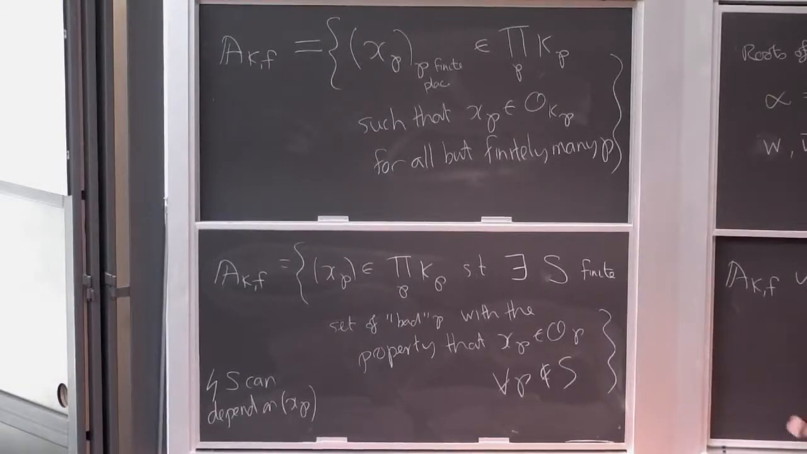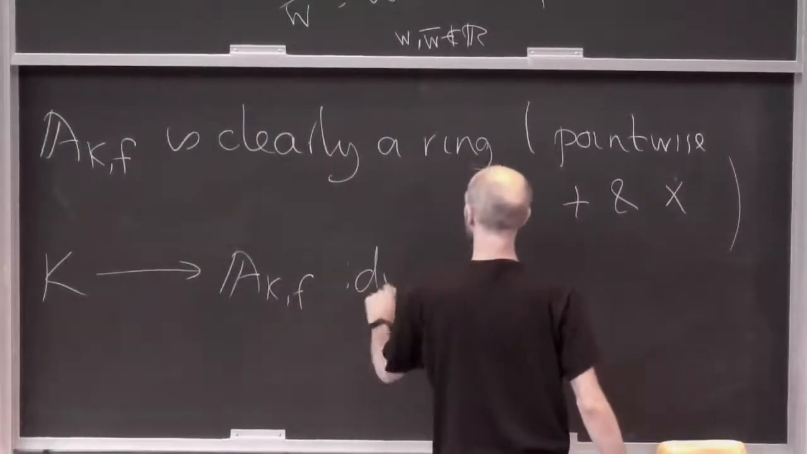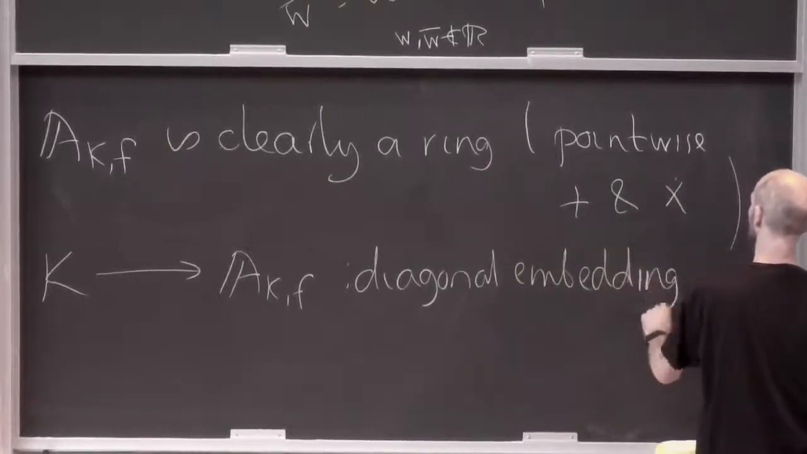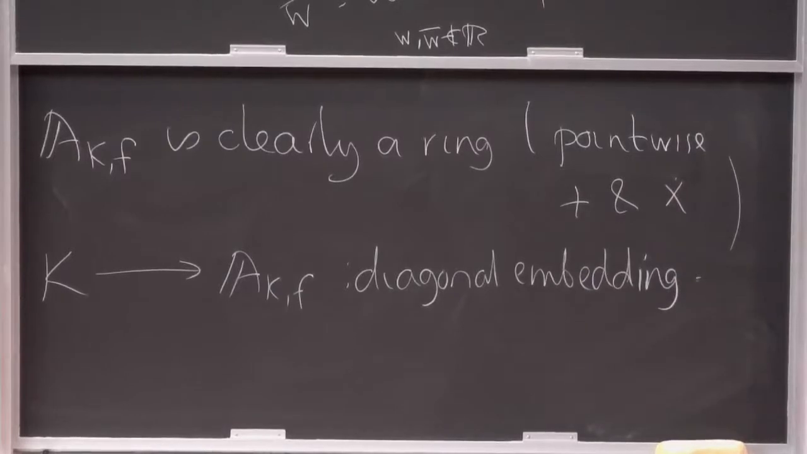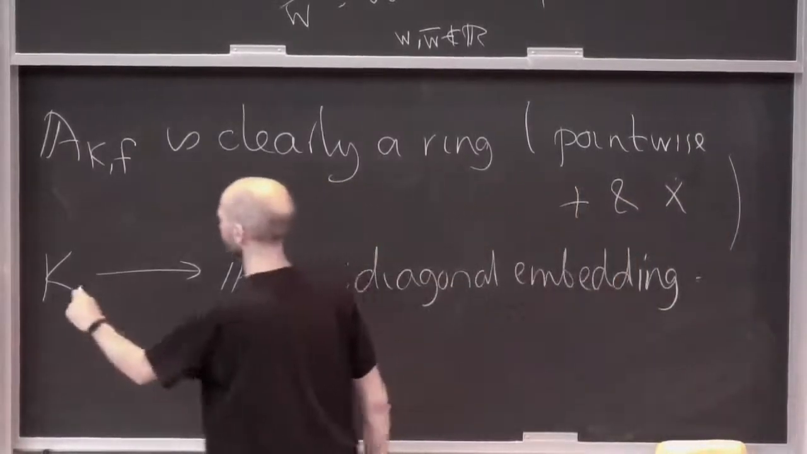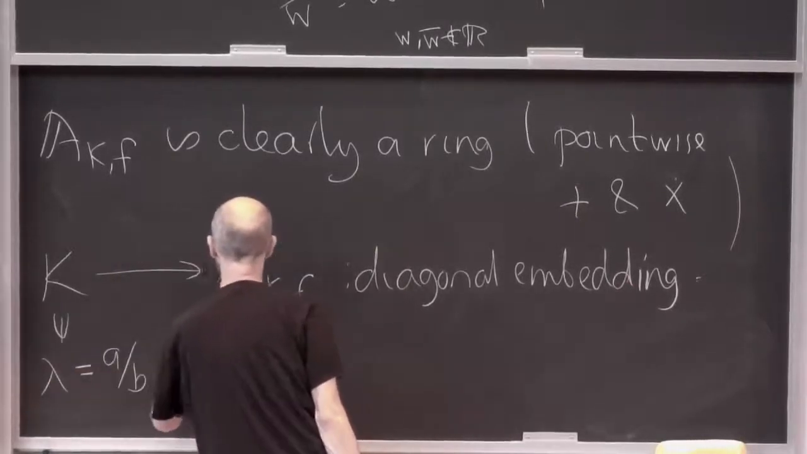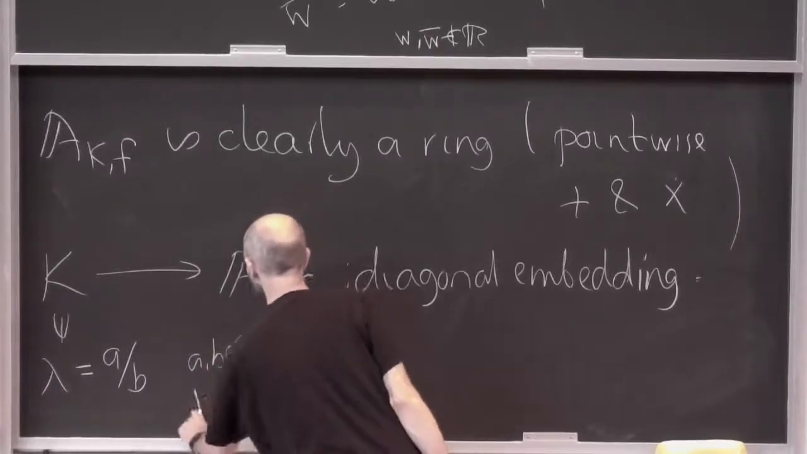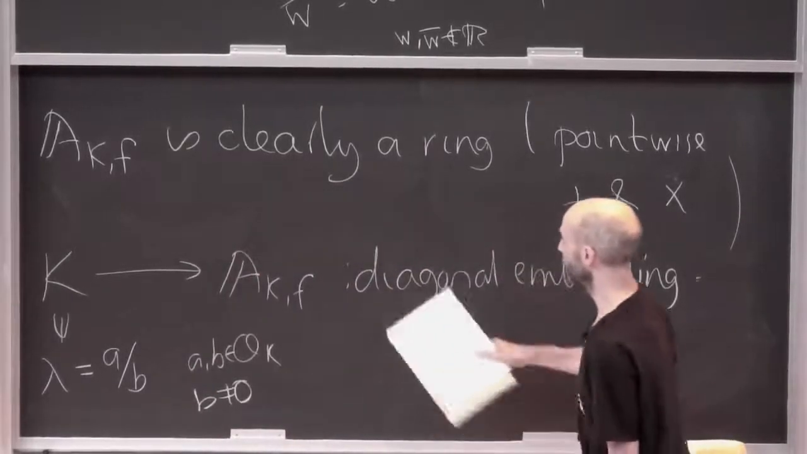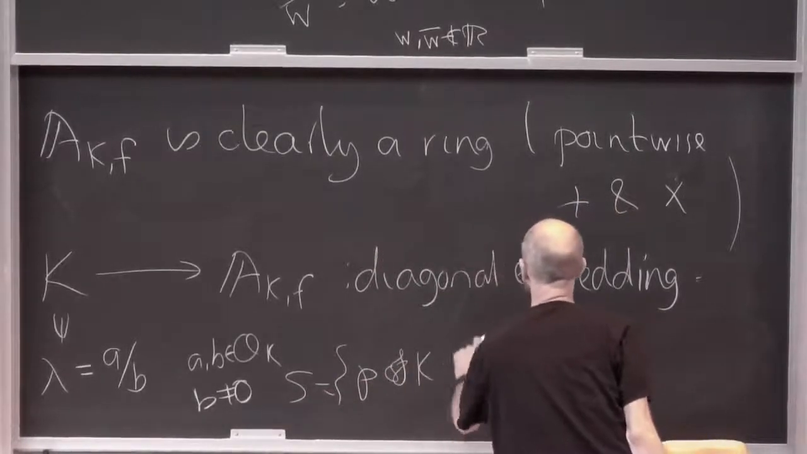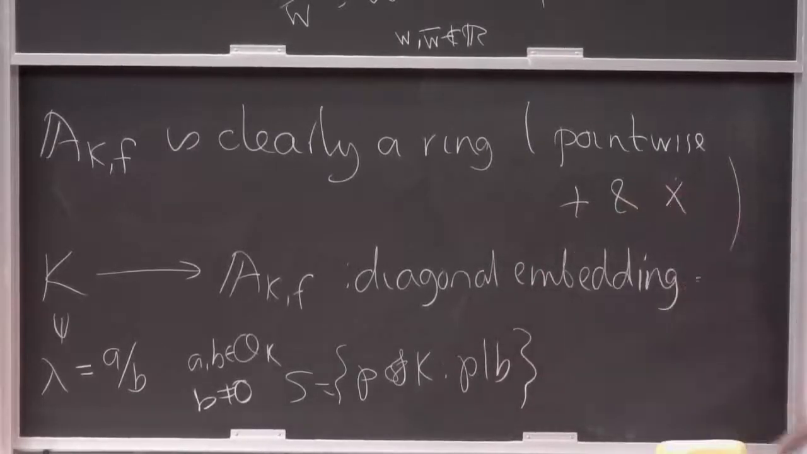And in fact, more generally, there's a map from K to AKF, a diagonal embedding. There, that's kind of cool. Because the idea is if I've got some random element of K, this is lambda, this is A over B, right? With A and B in OK, and B not 0. And so there's only finitely many. Just let S be the set of primes P of K such that P divides B. There's your problematic primes.